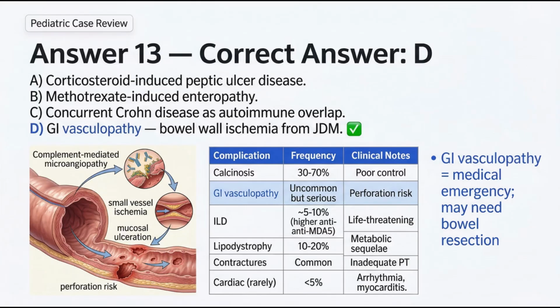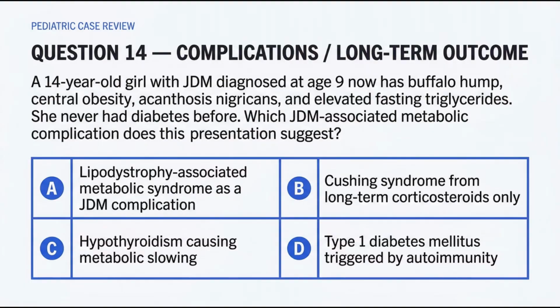Other recognized complications include interstitial lung disease in approximately 5 to 10%, higher in anti-MDA5 positive patients, lipodystrophy in 10 to 20%, joint contractures, which are common, and cardiac involvement including arrhythmia and myocarditis in less than 5%. Gastrointestinal vasculopathy must be recognized as a medical emergency distinct from medication side effects. Question 14. Complications and long-term outcome.